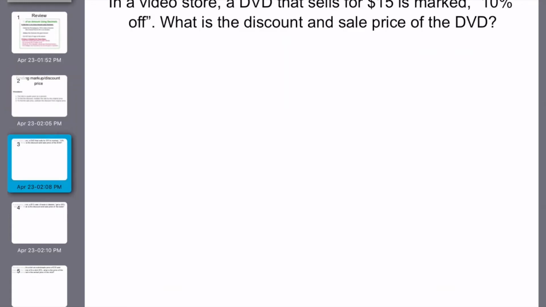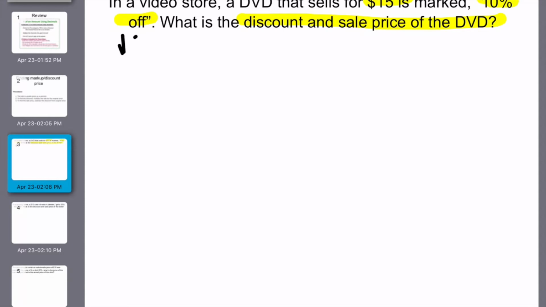In a video store, a DVD that sells for $15 is marked 10% off. What is the discount and sale price of the TV? So the first thing I need to do is I need to take this percentage and make it into a decimal. So I do 10, whoops, I didn't realize it was like that.